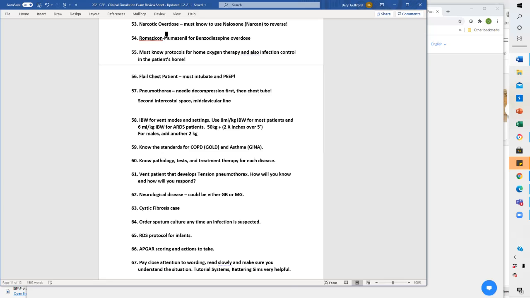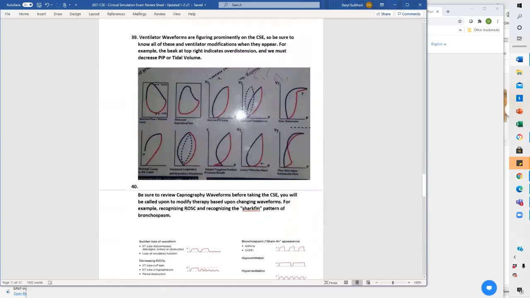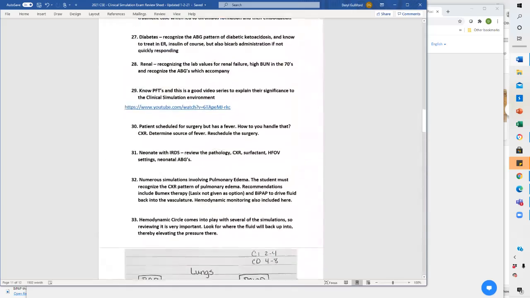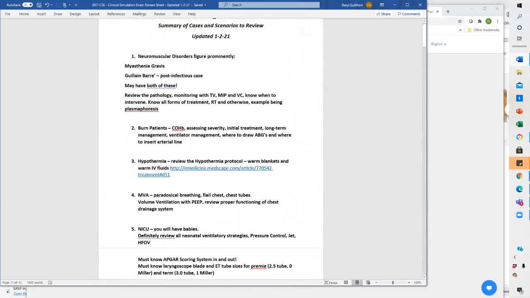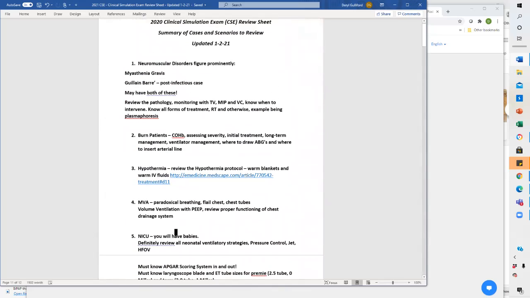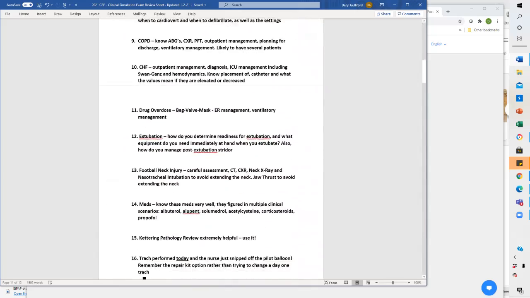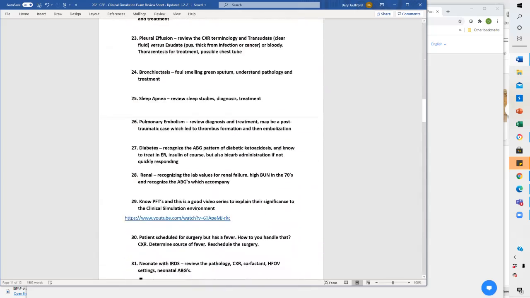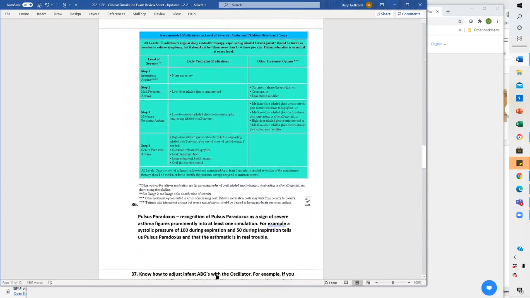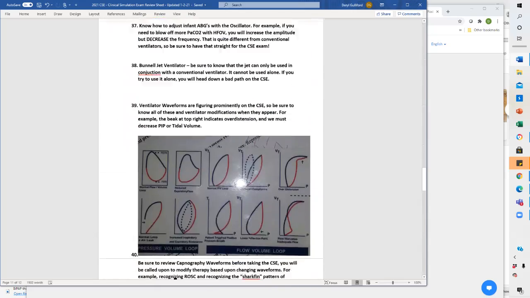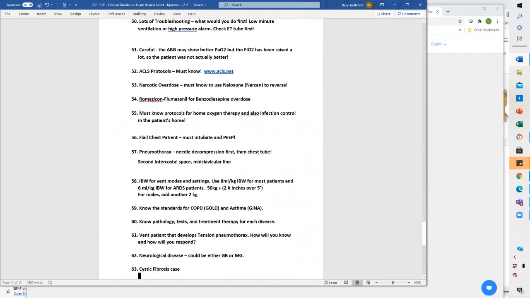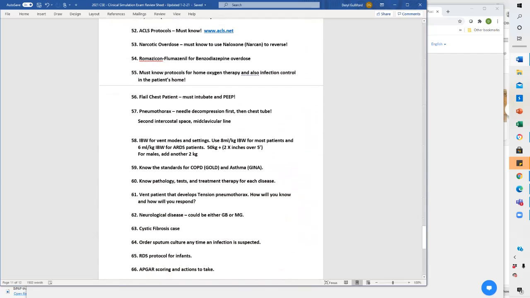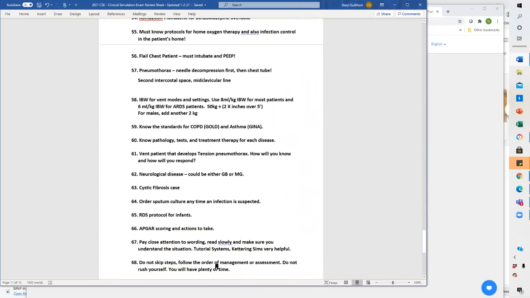But let me see if the APGAR grid, I believe it's included above. Let's see if it is. This has turned into quite a review sheet. No, it's not. So I'll tell you what I'm going to do: I will add it to this review sheet and then send it out to everyone. So there you go. APGAR scoring, important.